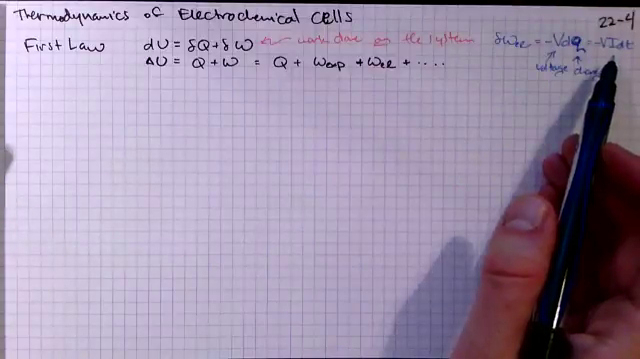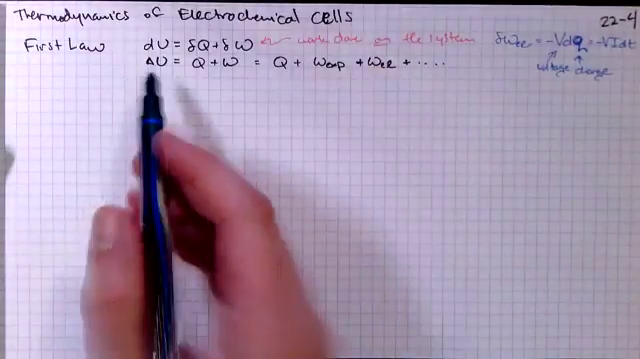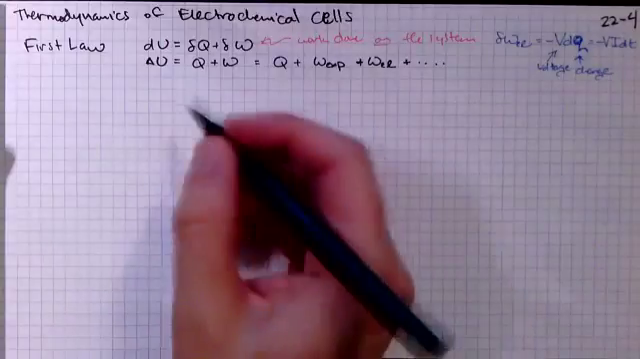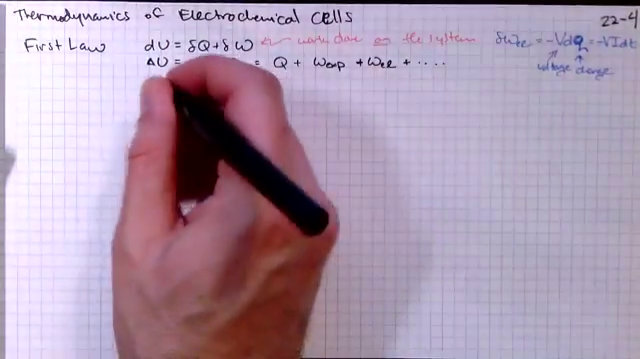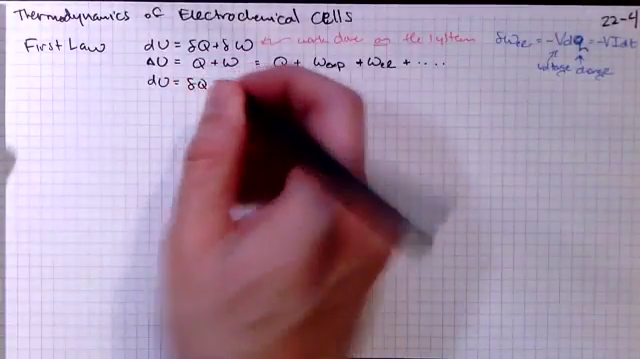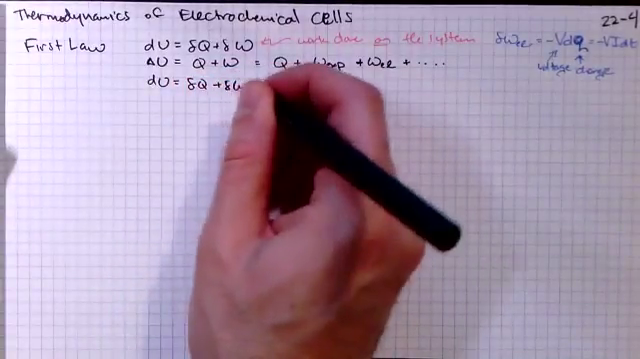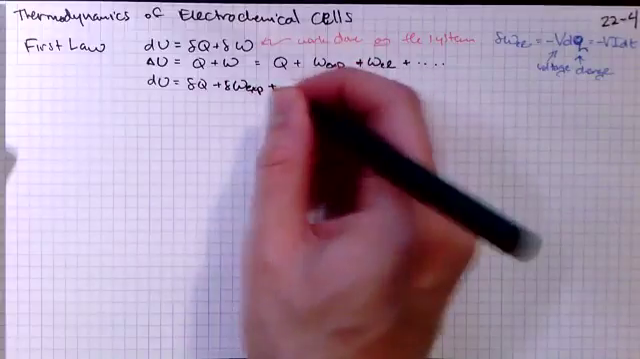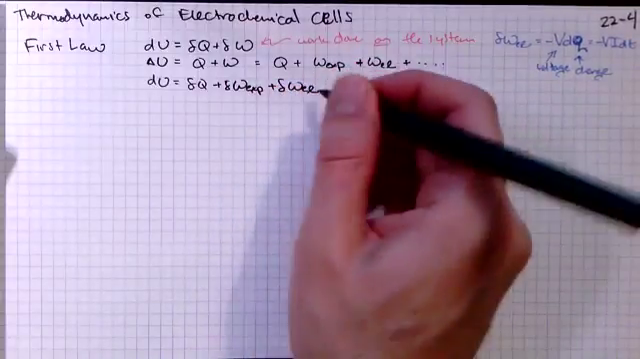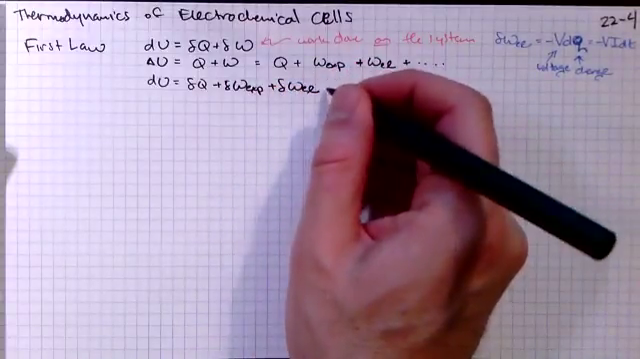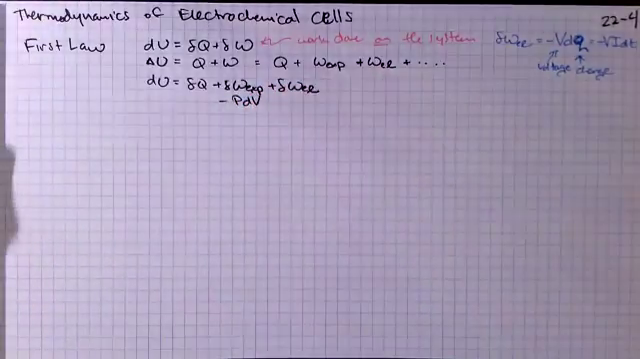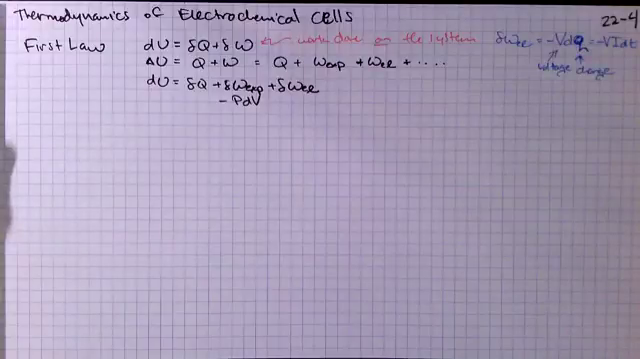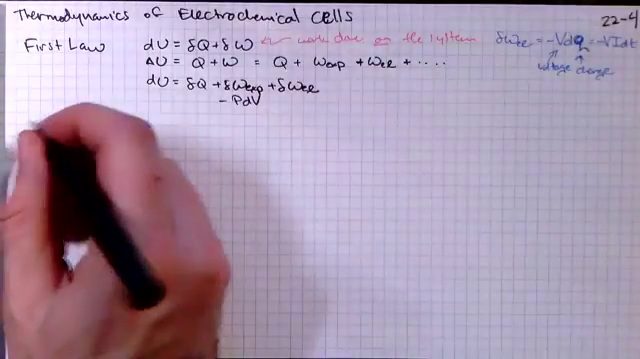So here now we can write our dU. We're going to expand this out to be dU is equal to dq plus dw due to expansion plus dw electrical, where this dw expansion is minus PdV, right? Okay, so that's our typical expressions of the first law. So let's think about the second law.